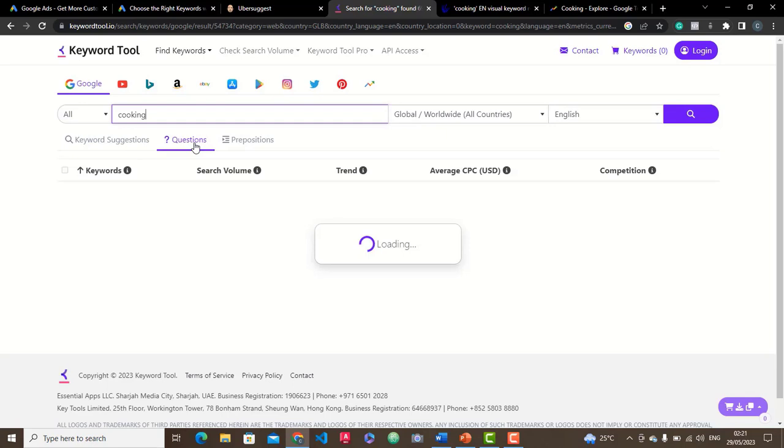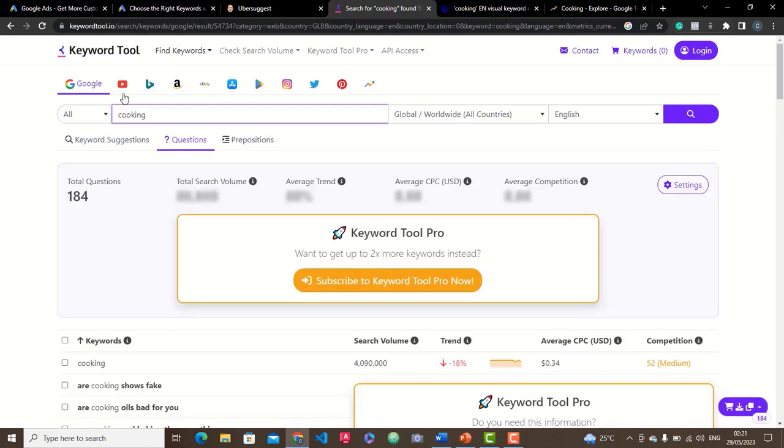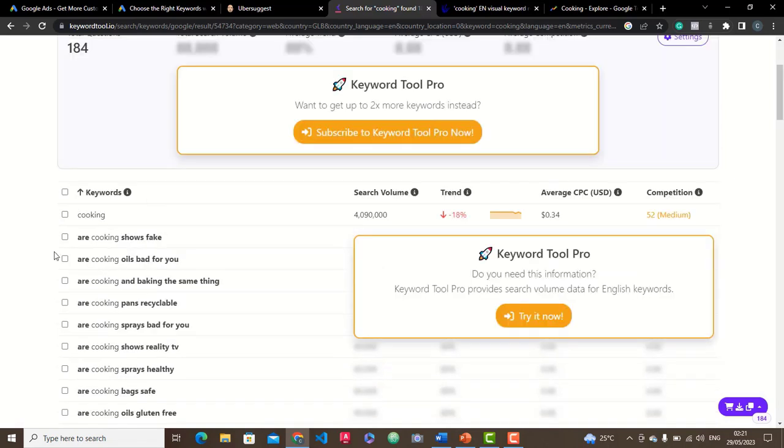Are cooking and baking the same thing? So you can see it's giving you questions that people are actually asking, and you can see their search volume. Look for them when you register. Just log in here and you're going to get access to this particular tool. I'm also going to leave the link in the description. You can also see prepositional questions. It can also get keywords based on prepositions, and you are good to go.